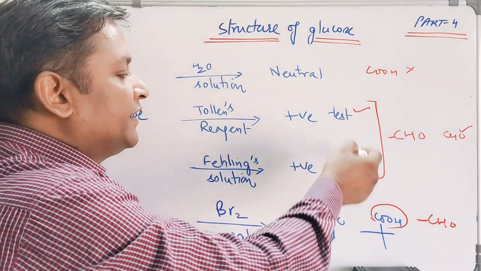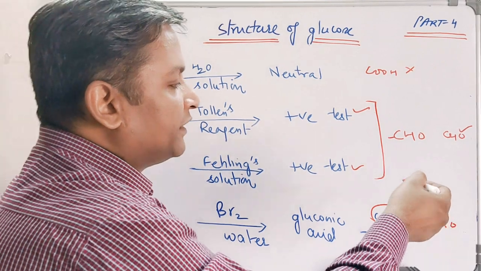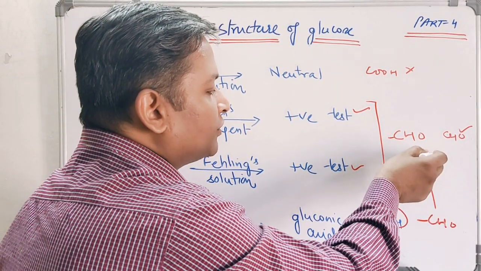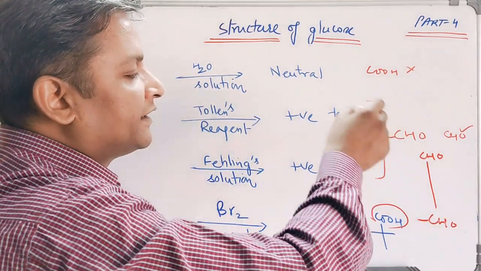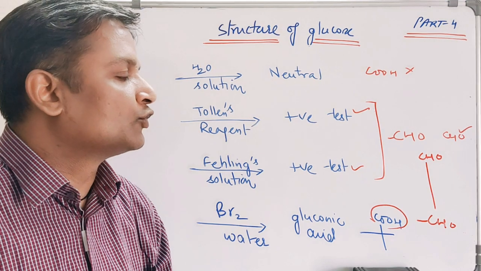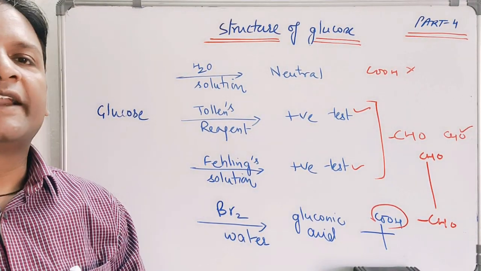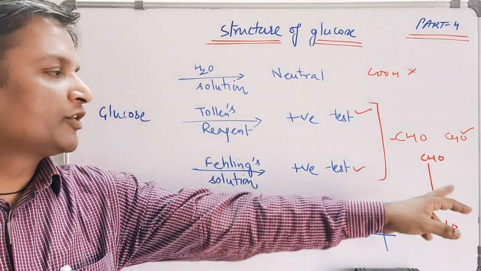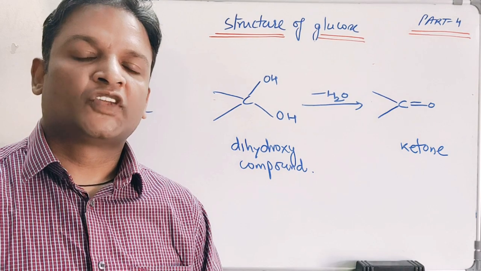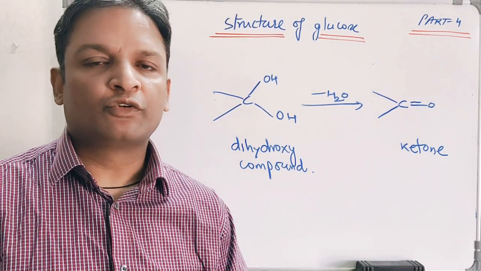So these three reactions indicate that glucose is aldehydic in nature, and as all of us know, aldehydes are always present at the end of the chain. So there must be something like this, this type of structure must exist in glucose: an aldehydic compound in a linear chain with the aldehyde at the end of the chain. This is how these reactions substantiate the open chain structure of glucose.